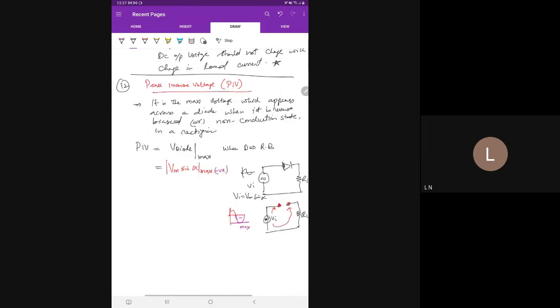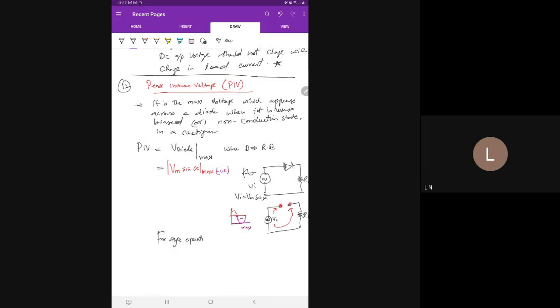So for safe operation of a diode, peak inverse voltage should always be less than V breakdown. If it is greater than breakdown, then diode breakdown will happen and the diode will be damaged. It will not work. So for safe operation, we first have to calculate the breakdown voltage of the diode, because breakdown happens in the negative region.